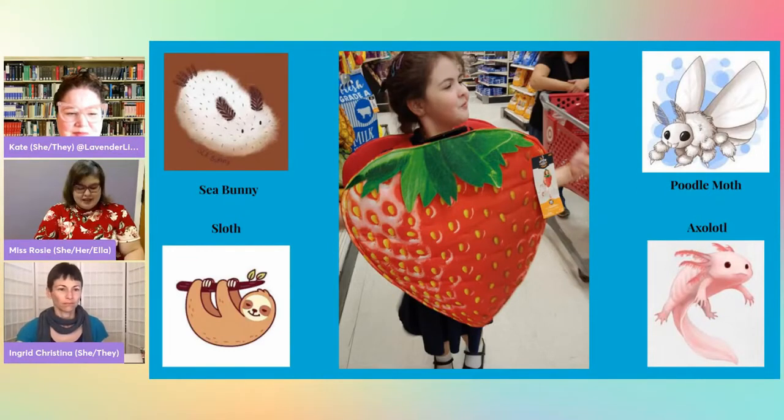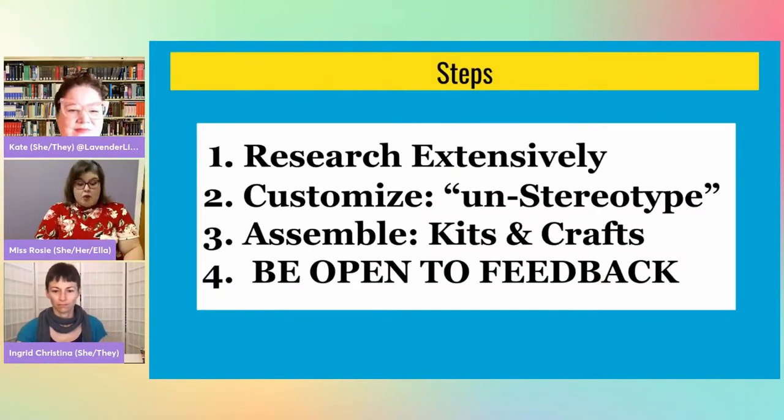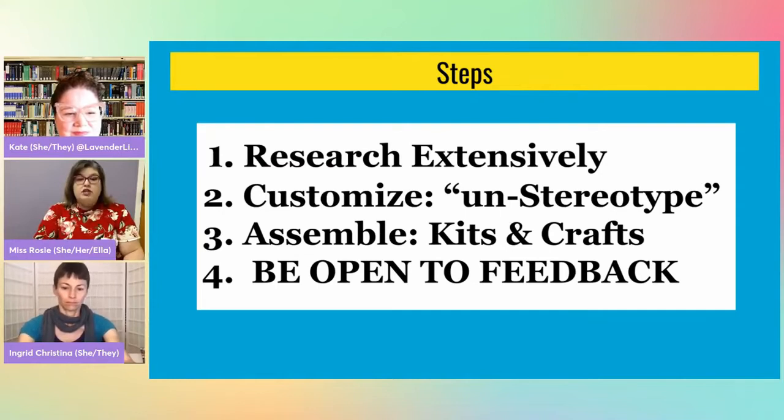Okay, slide. So let us begin with a rundown of the steps we're going to delve into later on. So first, we're going to learn about researching extensively. And I know you librarians are great at this. Number 2, we're going to customize or un-stereotype our program. Number 3, we're going to assemble. So we're going to make our kits. We're going to find our crafts. And number 4, we're going to be open to feedback.